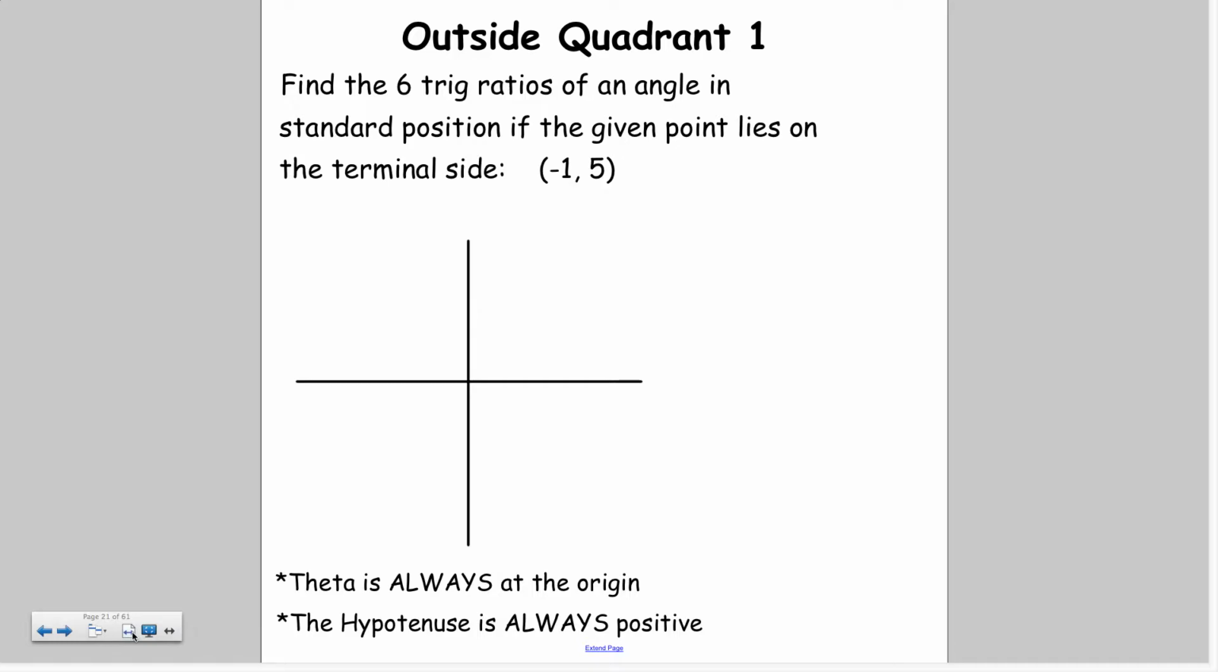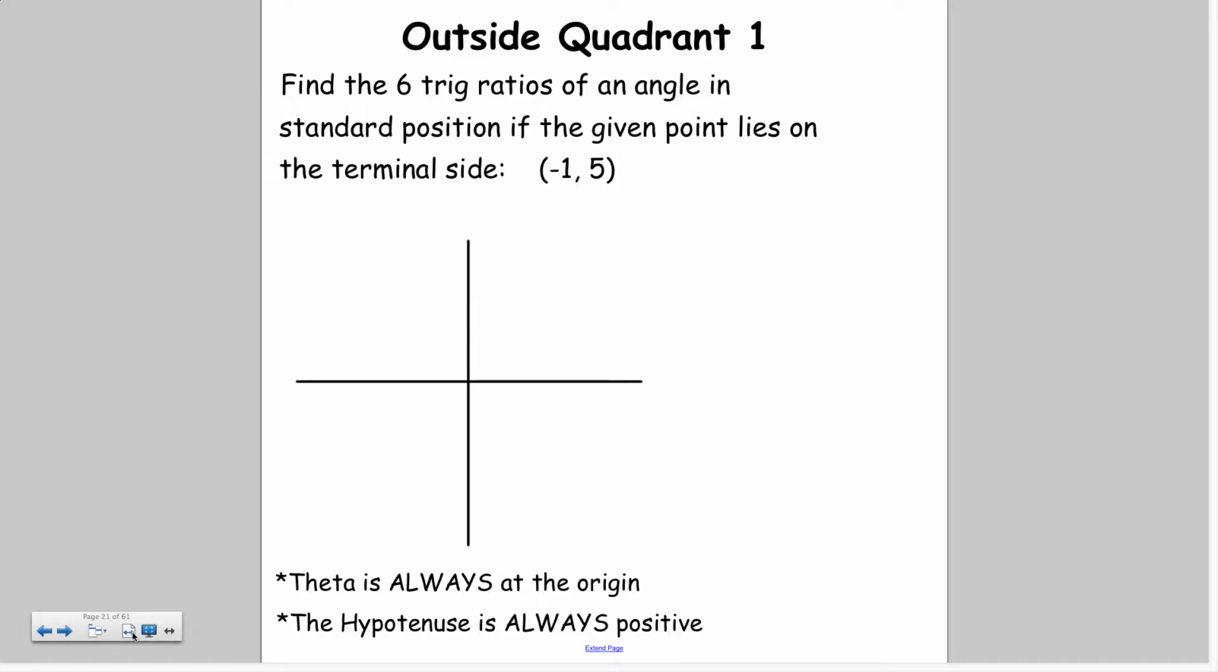Start lesson 3. We've been identifying those 6 trig functions where everything has been positive, so everything has been considered in quadrant 1 on the coordinate plane. Now we're going to look at the 6 trig functions outside quadrant 1, so we're going to have to deal with some negatives.